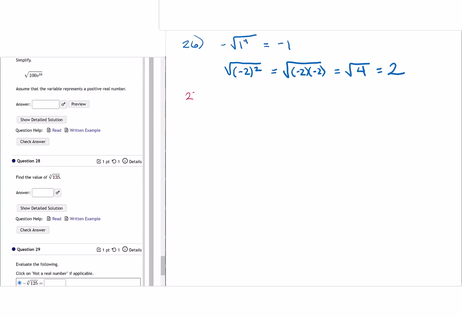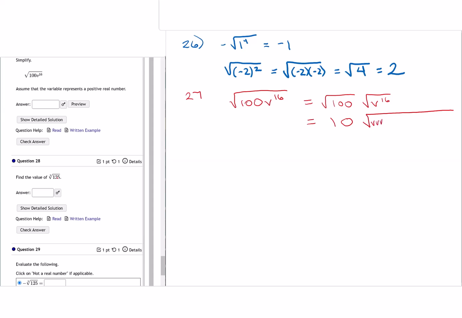For 27, the square root of 100v to the 16th power. This is the same as the square root of 100 times the square root of v to the 16th power. We know that the square root of 100 is 10, I just showed you that before. And remember, for every 2 v's that are under the radical, I get 1 outside. So just for demonstration purposes, you will not be doing this.